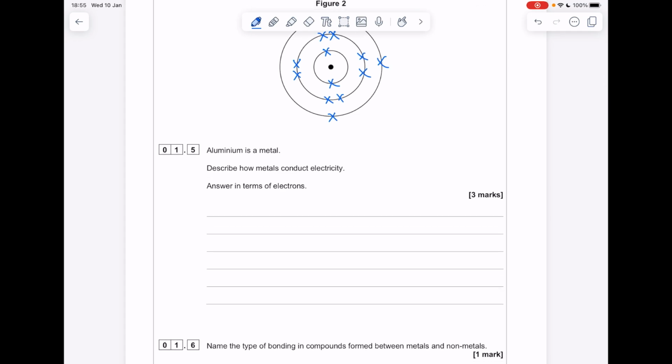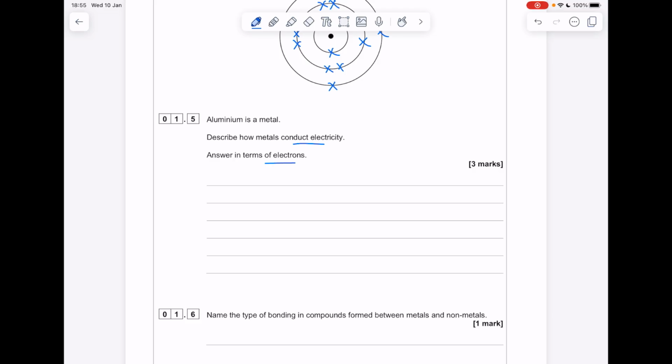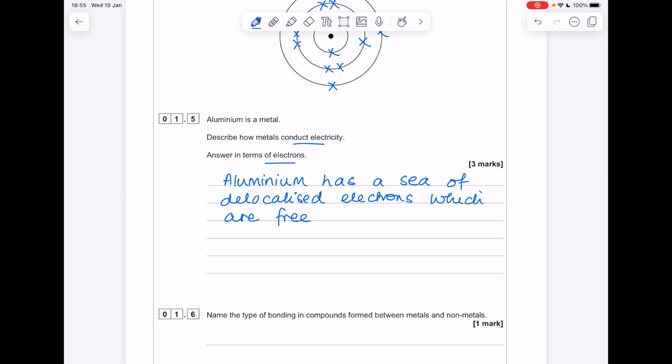Aluminium is a metal. Describe how metals conduct electricity. Answer in terms of electrons. So remember, aluminium being a metal has a sea of delocalized electrons. That delocalization means that they are free to move and that they can carry charge.